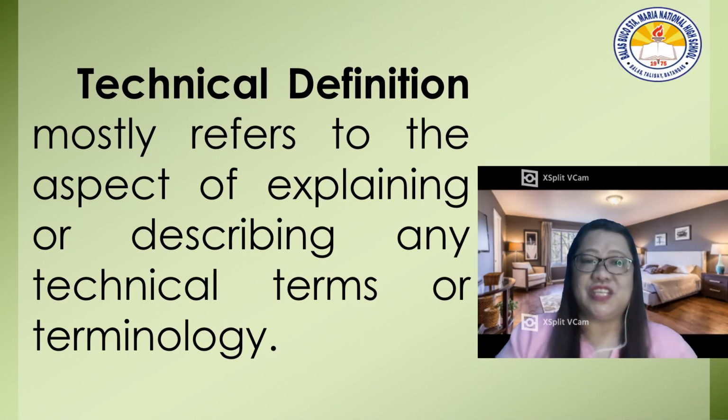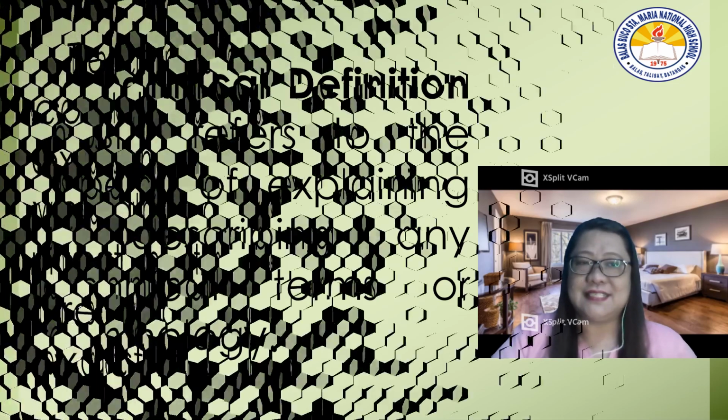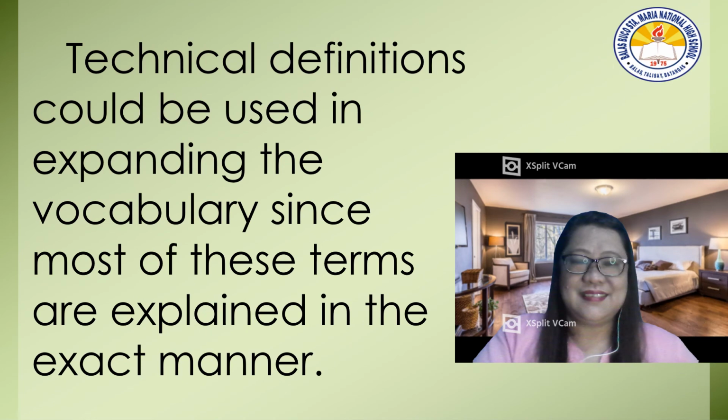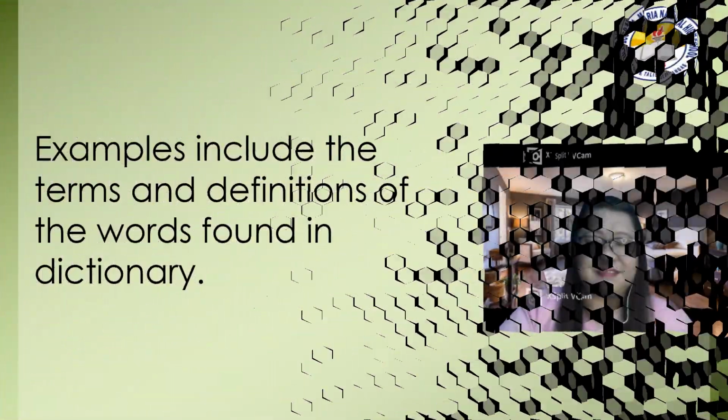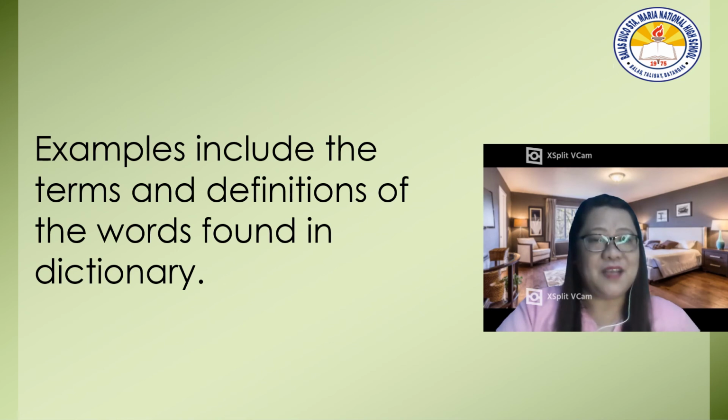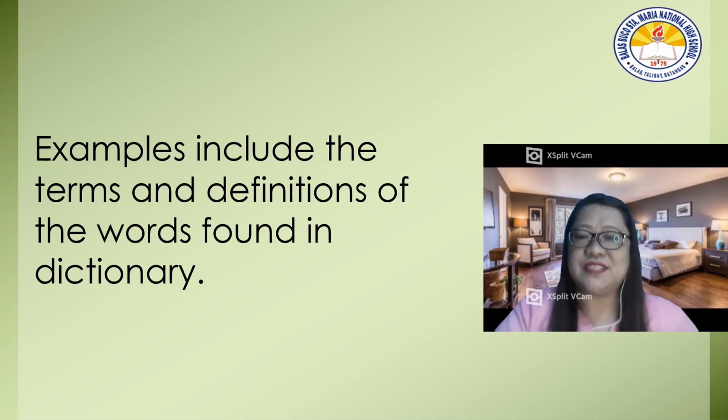Technical definition mostly refers to the aspect of explaining or describing any technical terms or terminology. This can be used in expanding the vocabulary since most of these terms are explained in the exact manner. Examples of technical definitions include the terms and definitions of the words found in the dictionary.